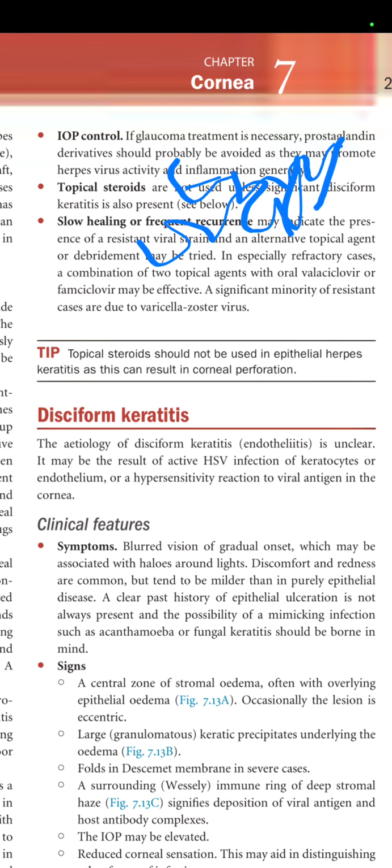So that is it for the cornea part 7. We will discuss the disciform keratitis in the next video.